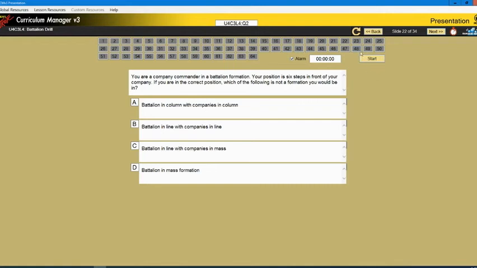If you're in the correct position, which of the following is not a formation you would be in? Battalion in line with companies in line. Once again, that's not one we do. Well, not as a battalion, except for the color guard.